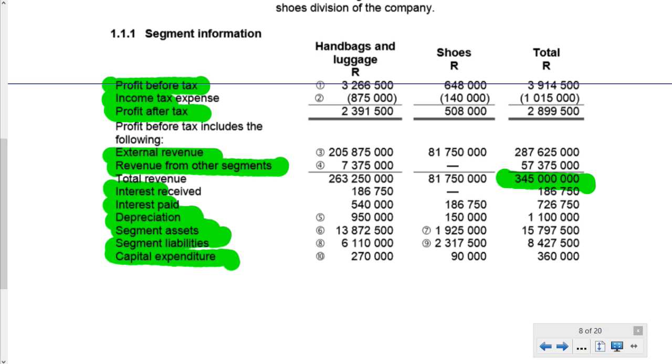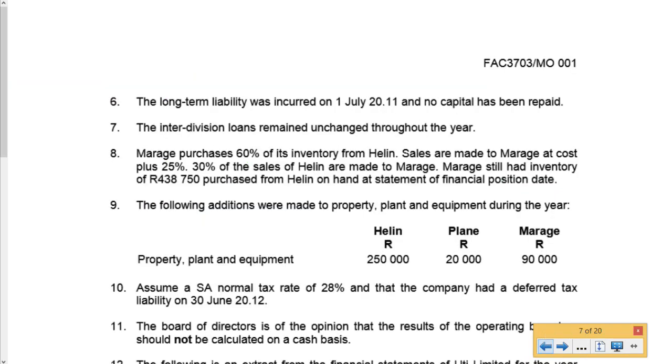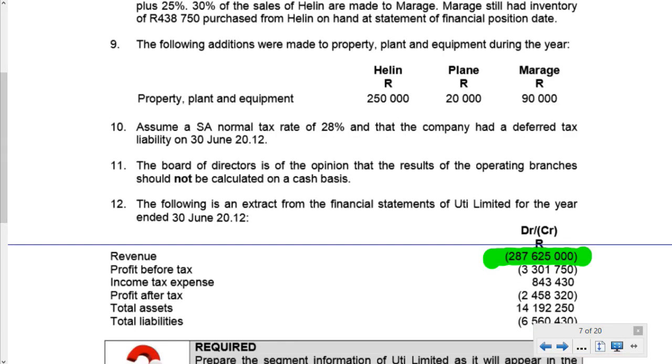We can look at some of the other numbers. Profit after tax, 2,899,500. Let's see what's on the previous page. Profit after tax for the group as a whole. One is that number. 24, is that right?